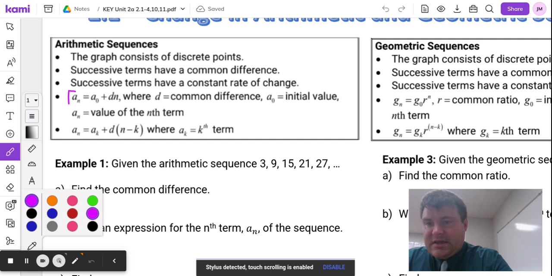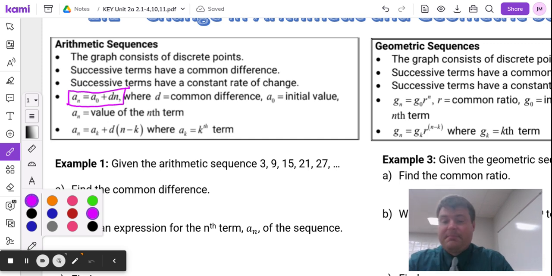The first is a sub n equals a sub 0 plus dn. n is our variable here. It means the very initial term plus the common difference times n, where d is our common difference, which is the difference between consecutive terms. A sub 0 is the initial value, and a sub n is the value of the nth term. The one that we're probably going to use more, though, is this one right down here.